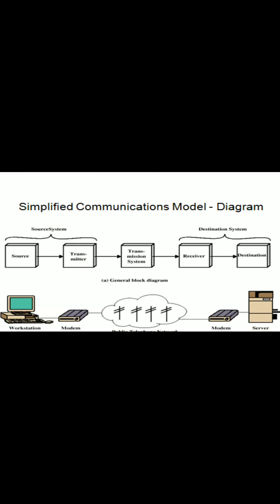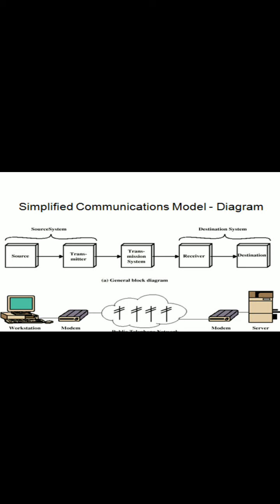First of all, what is a source? Source is used to generate the data that is to be transmitted. What is the transmitter? It is used to convert the data into transmitted signals. What is the transmission system? It is used to carry the data. What is a receiver? It is used to convert the received signal into data. Next one is the destination, which takes the incoming data. So this is the simplified communication model diagram. Here we have 5 blocks.